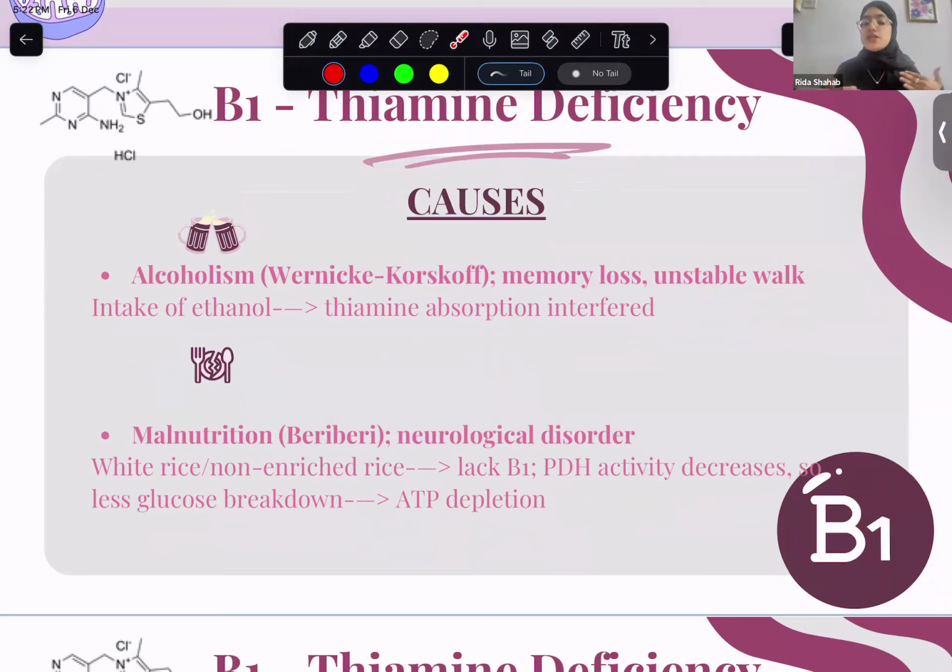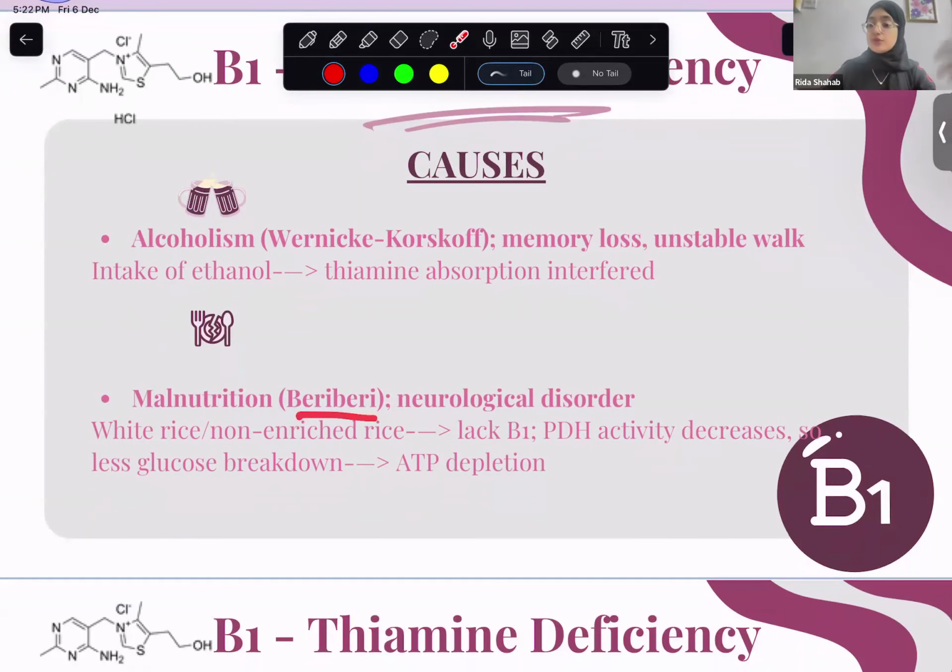Memory loss is basically they're going to present to your clinic in confusion. They don't know where they are. Unstable walk just tells you what it is. And what exactly happens is alcohol is ethanol. When you take ethanol, this is going to affect your thiamine absorption. You're not going to be absorbing thiamine well, even if you're taking it in your diet, which is what causes thiamine deficiency. The second most common cause is malnutrition, which causes beriberi, which is what we just covered in one of the first slides.